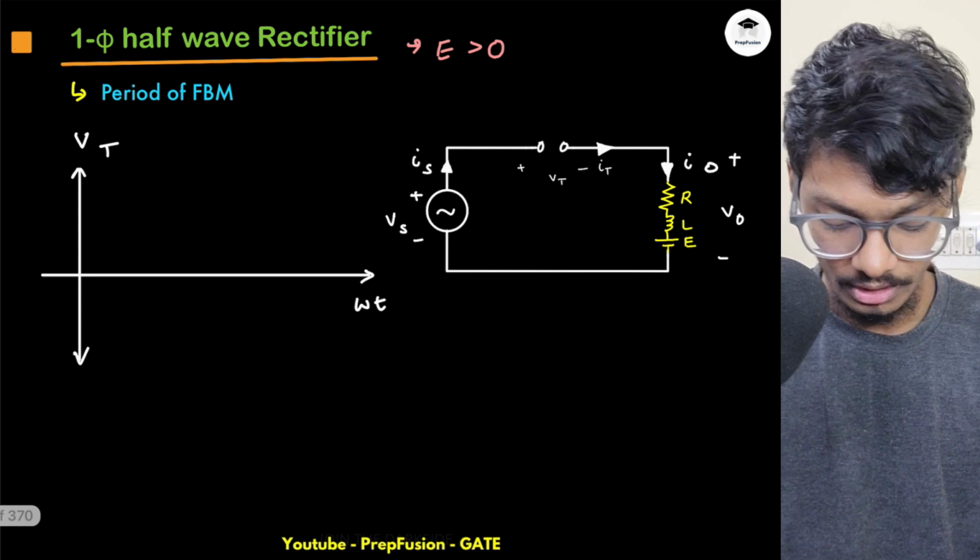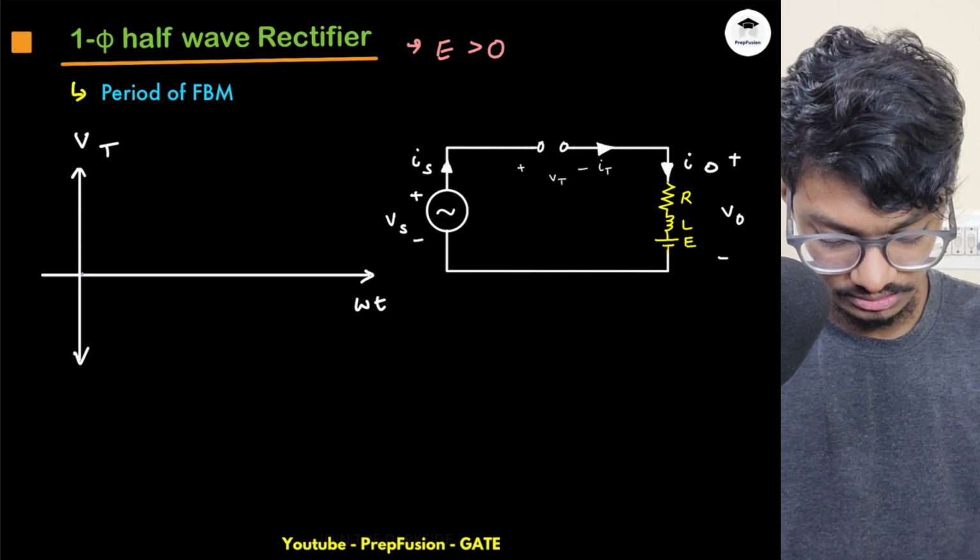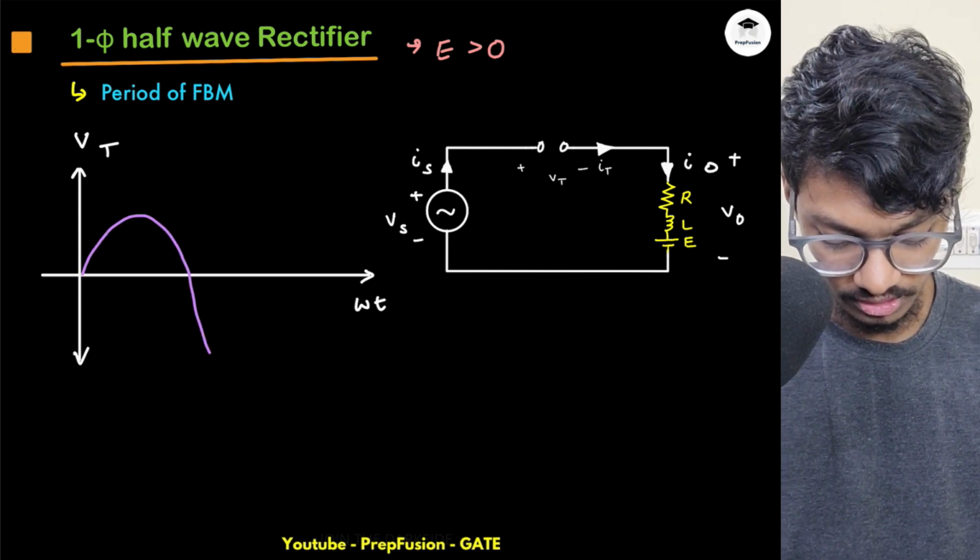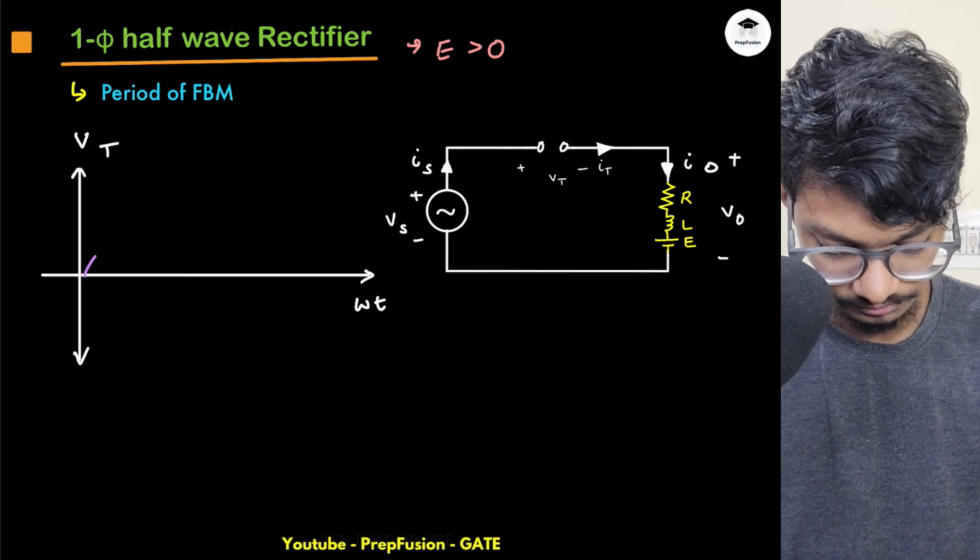So here, first of all, I will decide what is my forward blocking mode. What is my forward blocking mode?